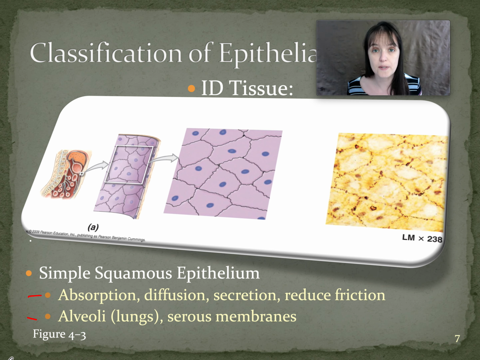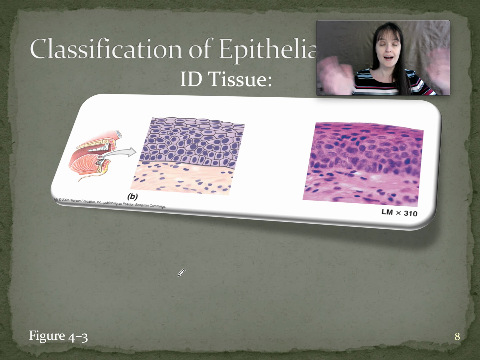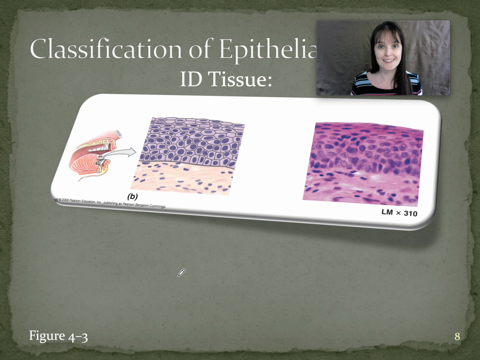Moving on to page 4. Okay, I've got a keyboard. I can push an arrow button and that will turn the page. ID that tissue. Right, a stratified squamous epithelium.